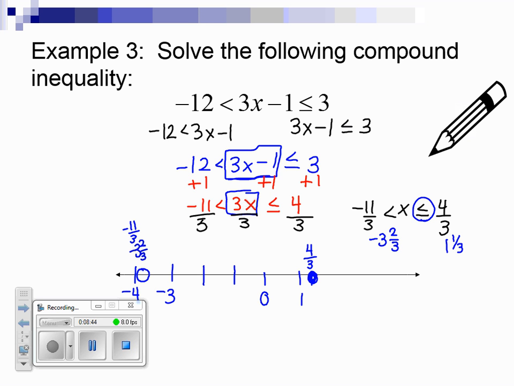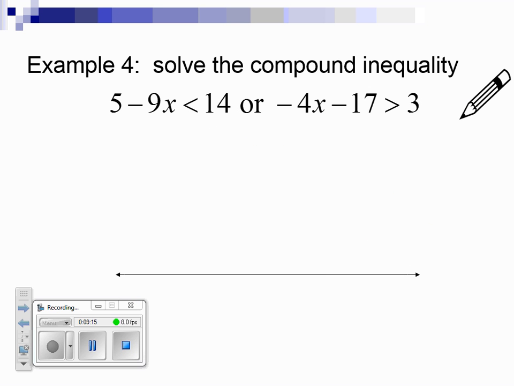Now, this says x is less than or equal to 4 thirds, but greater than -11 thirds. X is right in between. So our solutions would be in between because our x is in between. And that's why I don't like to separate them and solve them separately. Because if I know the x is in the middle, then I know that my solutions need to be in between those 2 points.